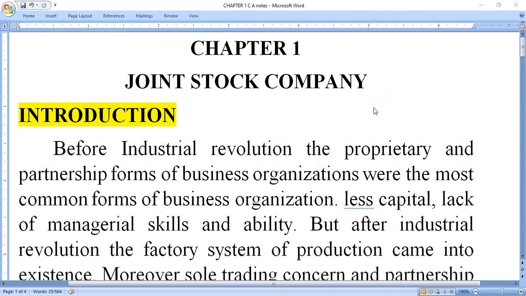Here in this session, we started to discuss regarding the corporate administration first chapter, joint stock company.